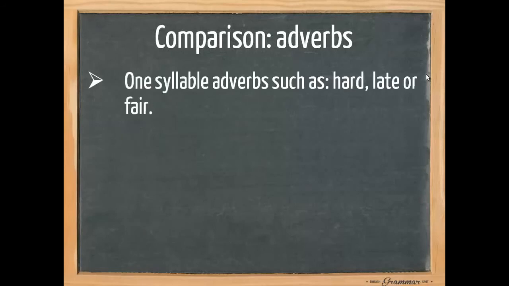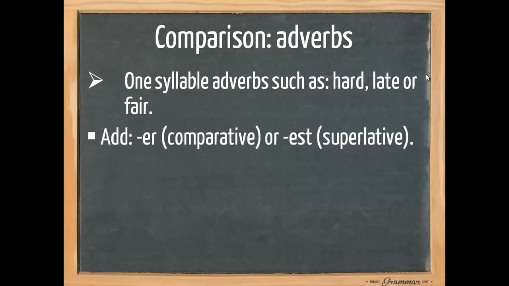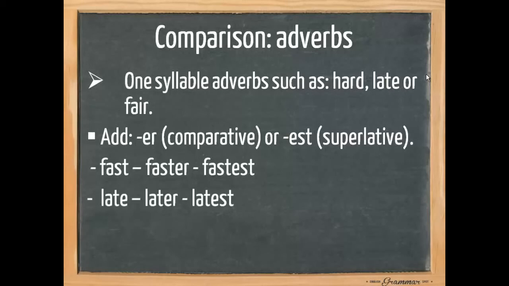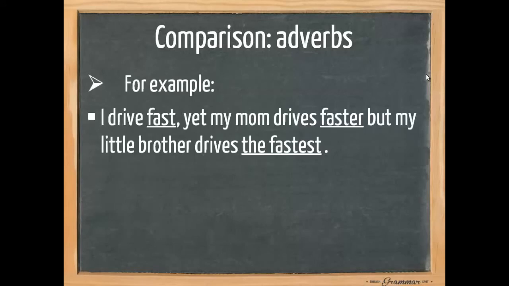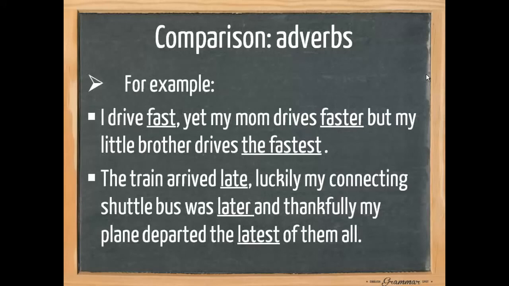Now let's have a look at adverbs. One-syllable adverbs such as hard and late or fair. We also add er for the comparative or est for the superlative. Fast, faster, fastest. Late, later, latest. Fair, fairer, fairest. For example, I drive fast, yet my mum drives faster, but my little brother drives the fastest. Please note that an adverb here says something about the verb, the way we drive. The train arrived late. Luckily, my connecting shuttle bus was later, and thankfully my plane departed the latest of them all.